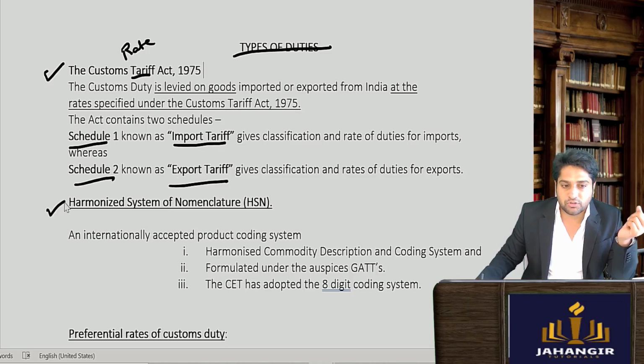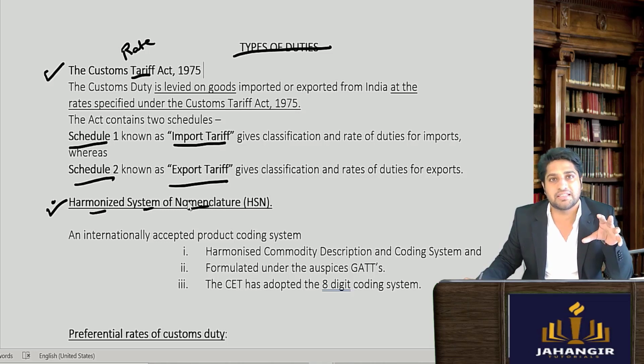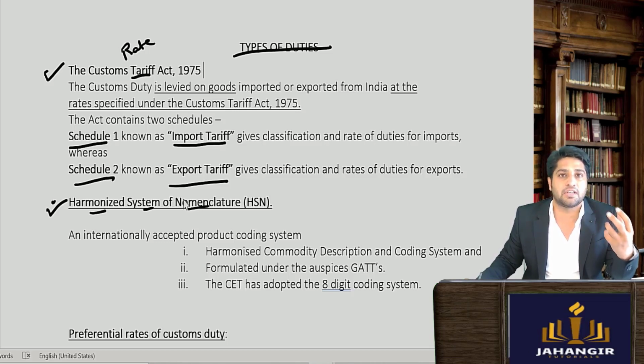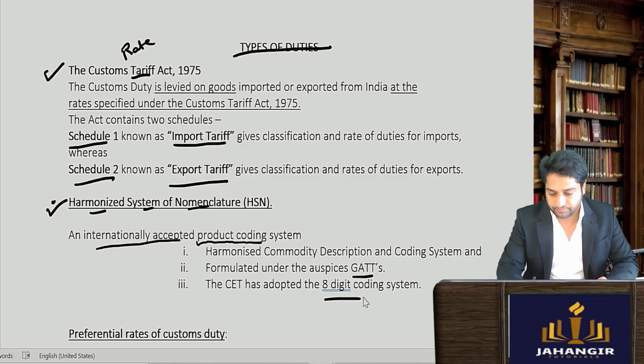Now all goods, whenever they are imported or exported, have a certain code with them. That code is derived from the HSN code, Harmonized System of Nomenclature. Now what is that exactly? It is actually a system used internationally to code or define certain products, to give a code to certain products. So it is an internationally accepted product coding system. Okay, it is formulated under the GATS. It was adopted with an 8-digit coding system.